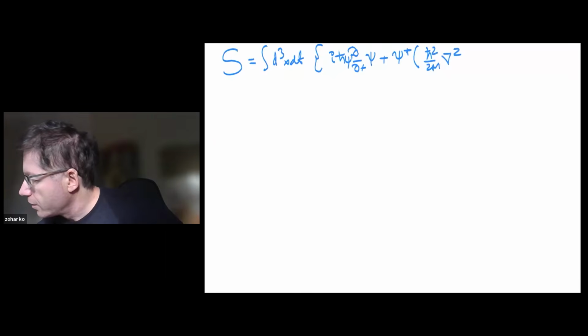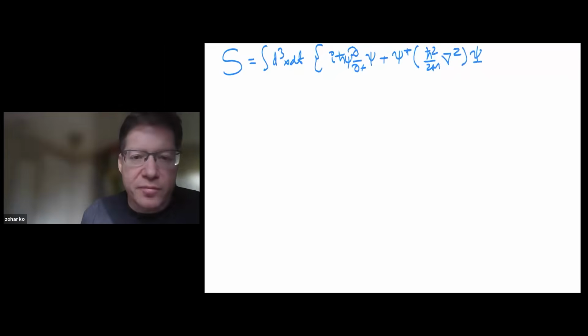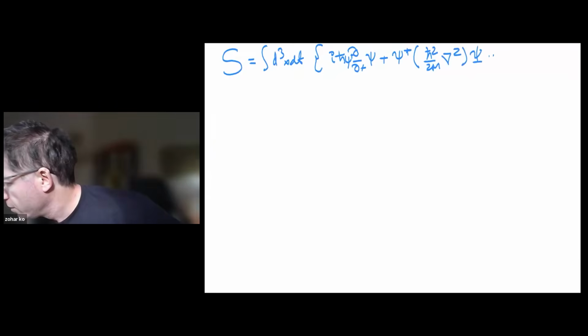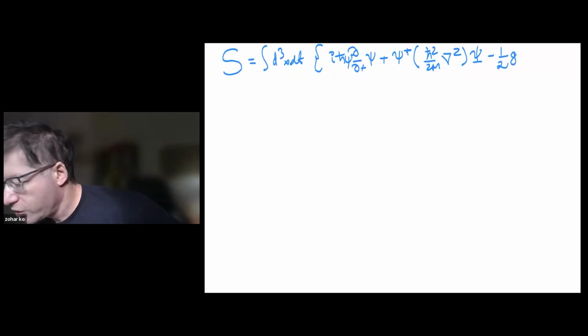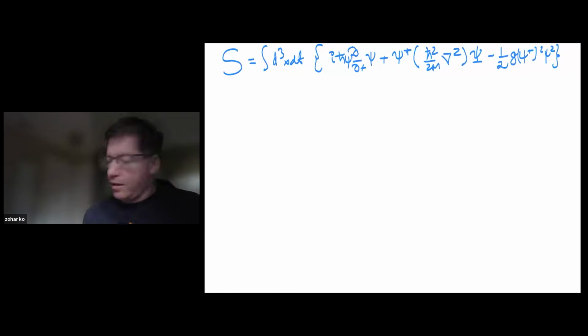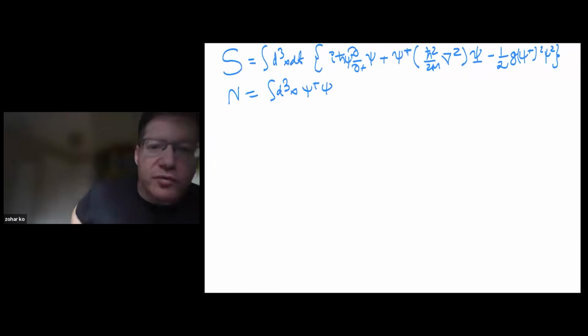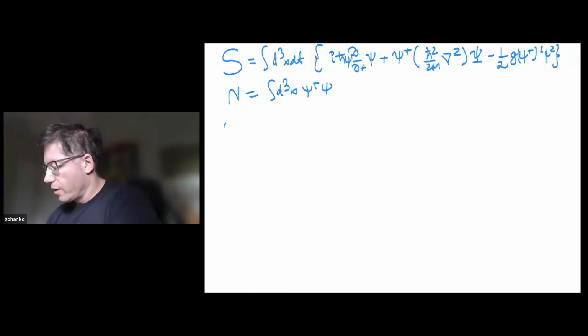I'm eliminating the trap because we will think about the container with boundary conditions like before. So I'm just going to eliminate it. And then I have this coupling constant G, and then I have psi dagger squared psi squared. Okay, so now the number of particles as before is this. So we're going to do a change of variables.